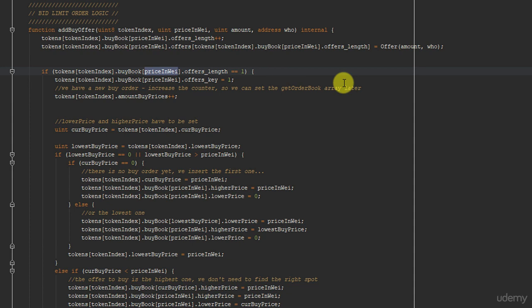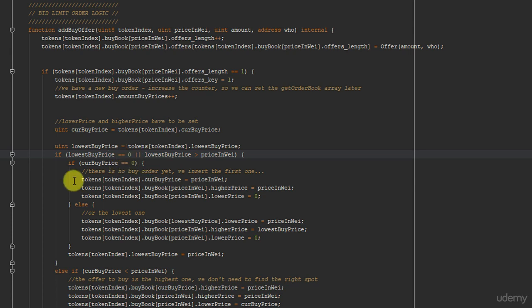But if it's the first order, we have to adjust the higher and the lower prices linked list. So here we go, and we are getting our lowest buy price and our current buy price. And if our lowest buy price is 0, or our lowest buy price is larger than the price in way, then we have 2 cases. Either we have no order yet, then it's very easy. We insert the first one and we're done, right?